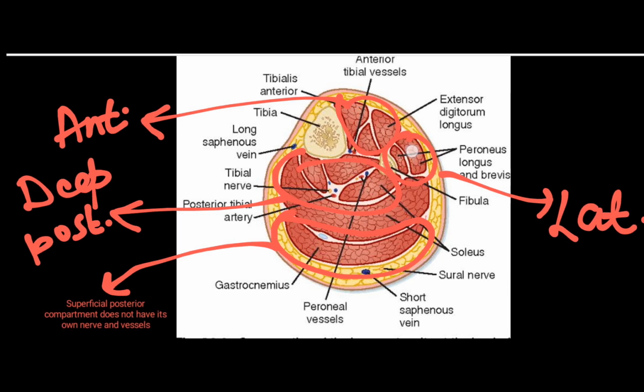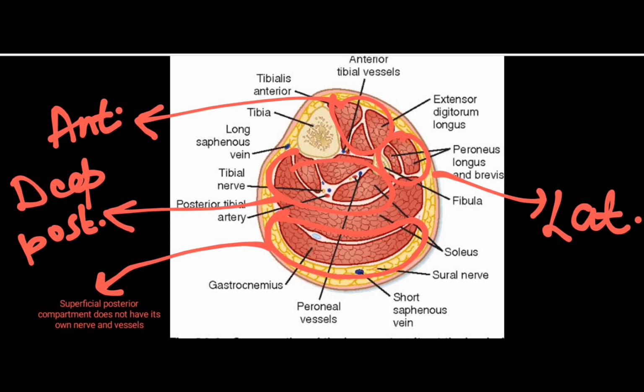Then we have the lateral compartment. Lateral compartment is in relation to the fibula and it contains which muscles? Peroneus longus and brevis. And they are supplied by the superficial peroneal nerve and superficial peroneal fibular vessels. Okay, separate vessels are there.